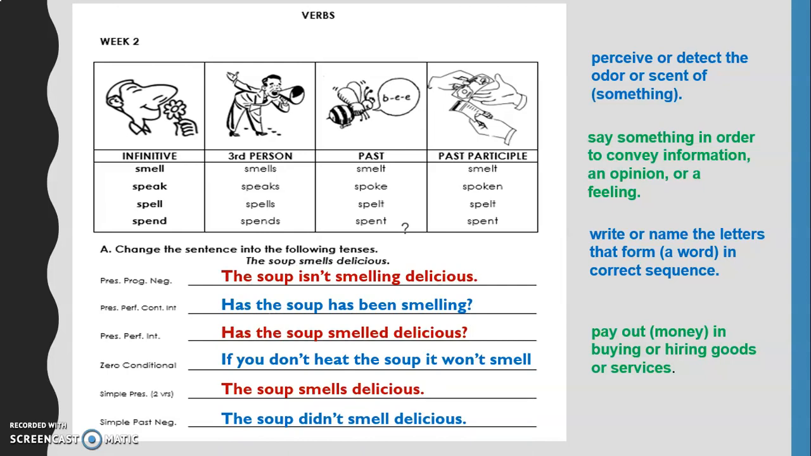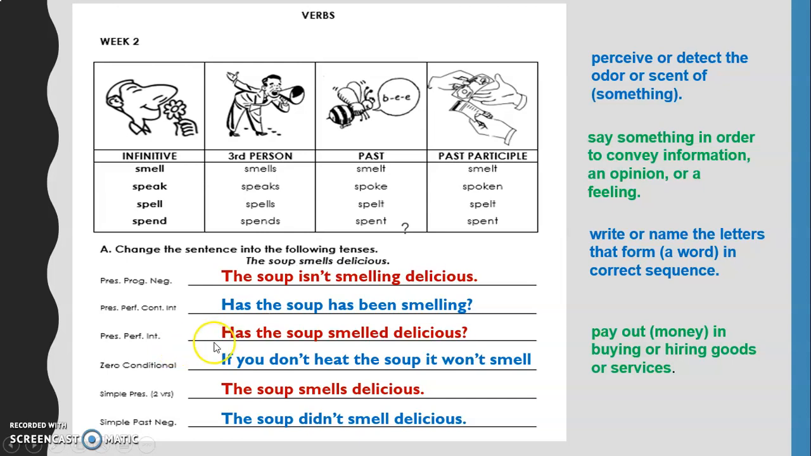So, David, hello, did you enjoy the Kutrapali video? Hope you did. Can you read the first 2 sentences, please? Present progressive negative. The soup isn't smelling delicious. We use the verb to be and the ing form. Present perfect continuous, interrogative. Has the soup been smelling? Okay, you eliminate this one.